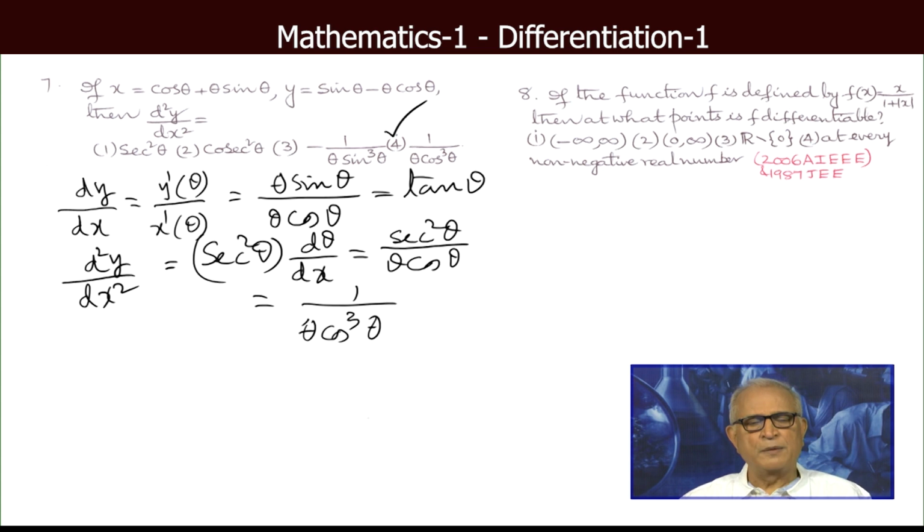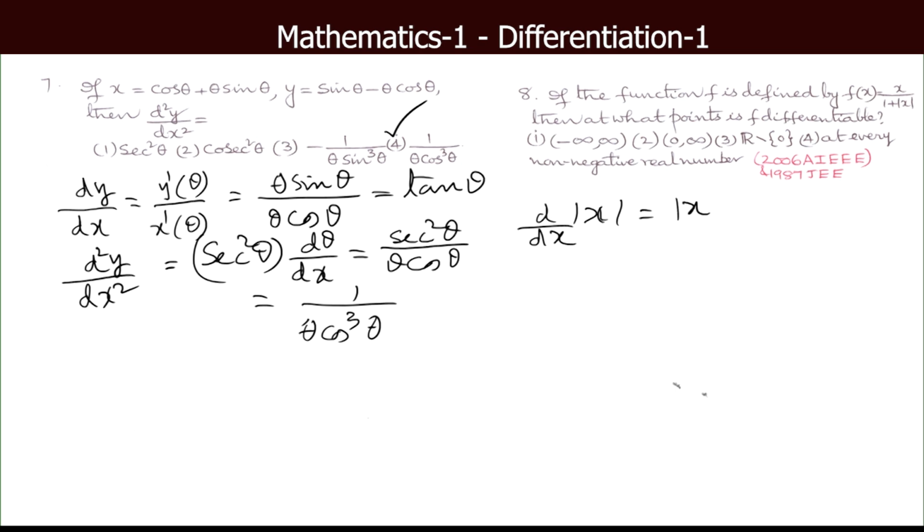Now you see, I already said, mod x has no derivative at x equal to 0. The derivative of mod x is equal to mod x by x for all x not equal to 0. So for every x not equal to 0, x by 1 plus mod x has a derivative. Therefore, x not equal to 0 implies f dash x is, apply the quotient rule. X by 1 plus mod x is the quotient of the two functions x and 1 plus mod x, and therefore you can apply the formula for the derivative of the quotient of two functions, f x by g x.